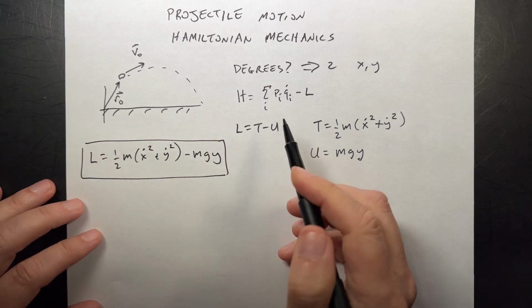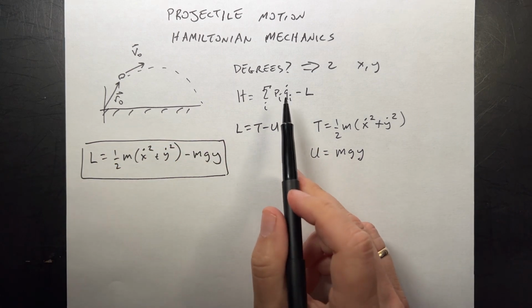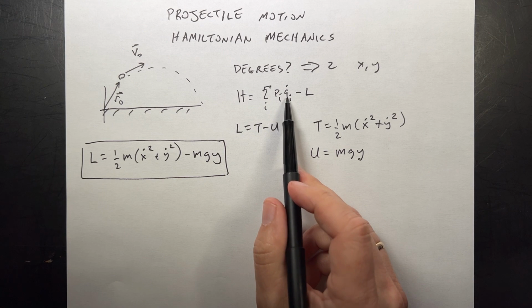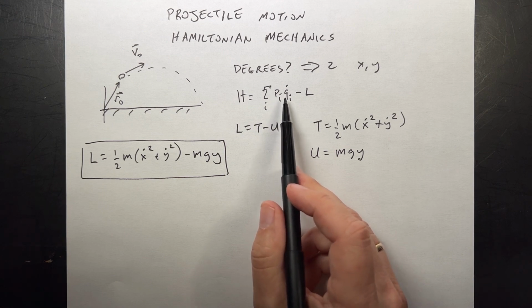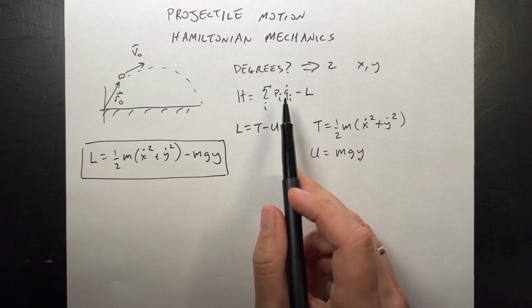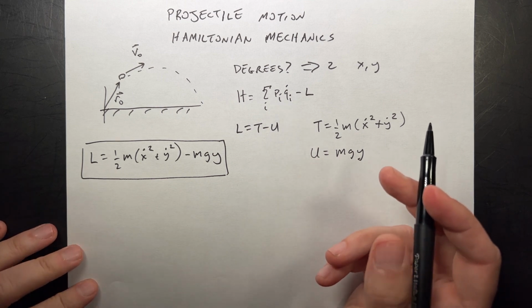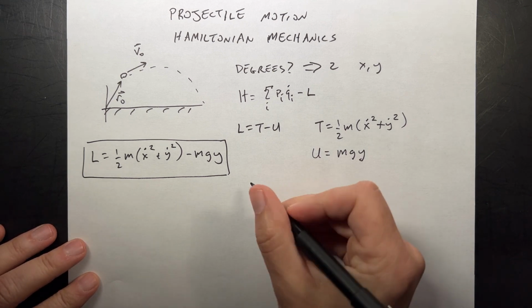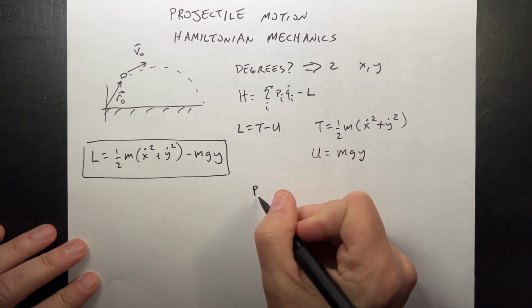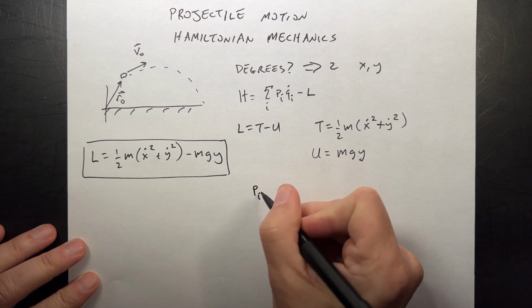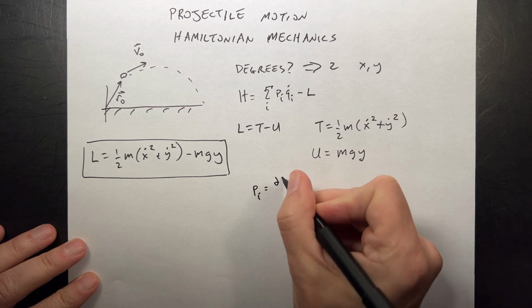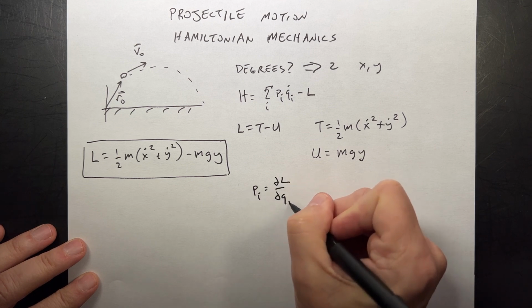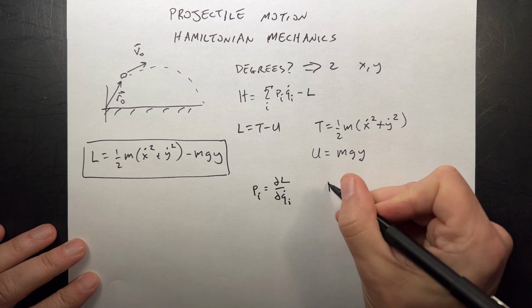Okay, I have 2 coordinates, x and y, right? So I need p_x, x dot, p_y, y dot. But I need to find p. So how do I find p? Well, if you know the Lagrangian, you can find the momentum. We call this the generalized momentum because it might not actually be momentum. So momentum p_i, in general, is equal to the partial of L with respect to q_i dot. So let's find p_x.